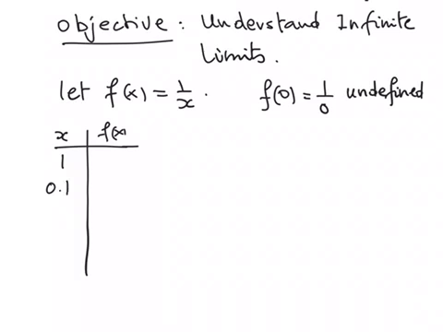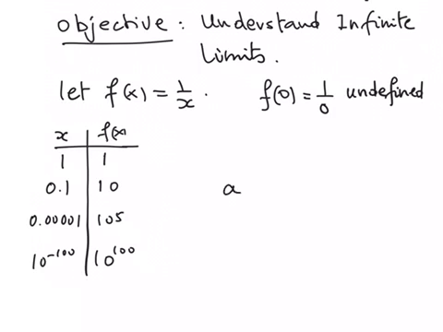0.1, 0.001, 10 to the power negative 100. This value is close to 0 as well. So 1 over x gives me 1 here. Here it gives me 10. Here it gives me 10 to the power 5. Here it will give me 10 to the power 100. And we can continue like this indefinitely with values closer and closer to 0.